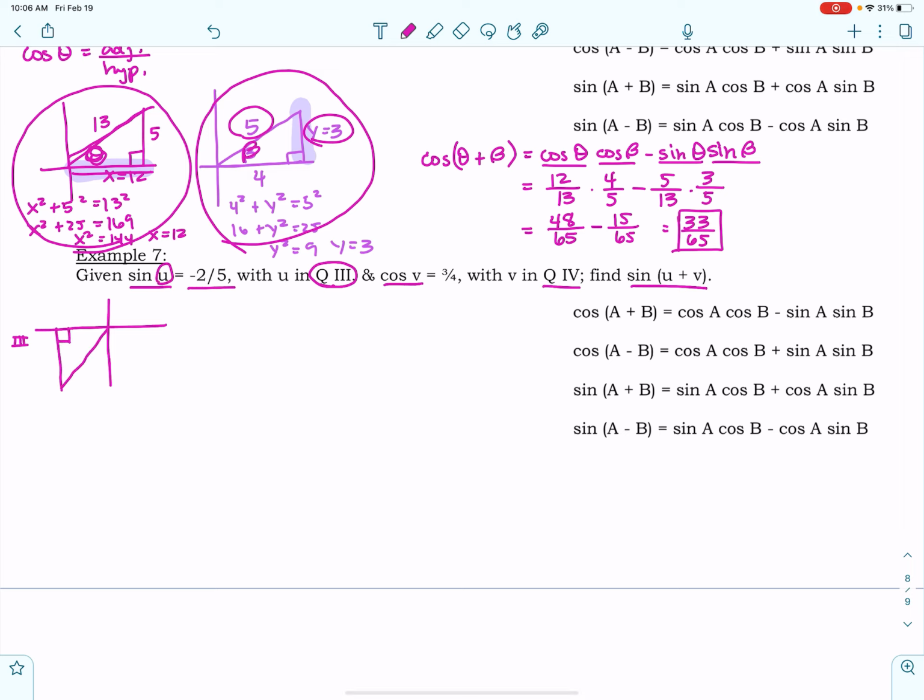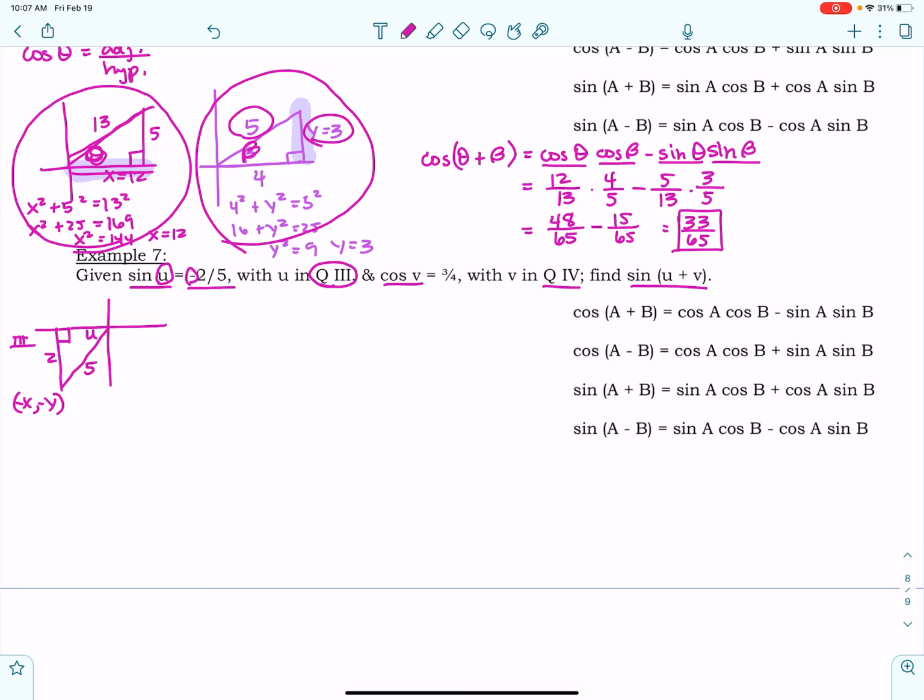It's U, so I'm going to put U right here at the origin. Opposite is -2, hypotenuse is 5. Now, keep in mind that the side of a triangle can't be negative. All right? So the negative just tells me what quadrant it is in. Because remember, sine is your y value, and in quadrant 3, y is negative, and so is x. That's what that tells me.